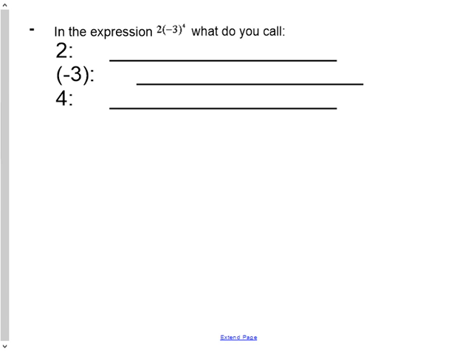Your next question is just basic vocabulary. 2 is called your coefficient because it's multiplying the power by 2, or it's doubling the value of that power. Negative 3 is called your base, and 4 is called your exponent. Now, it's a very basic question. If you had any of these wrong, you probably weren't really internalizing what this chapter was about, because that was almost a gimme question on your test.